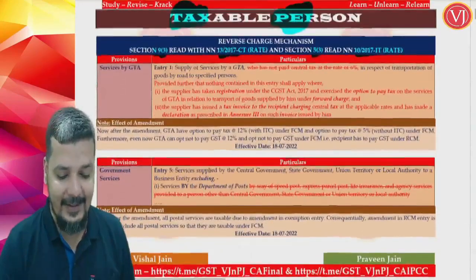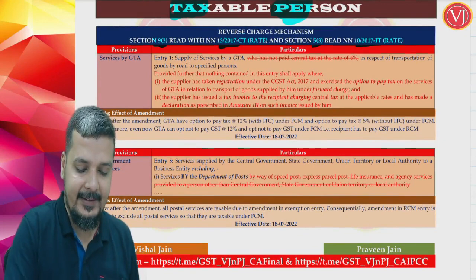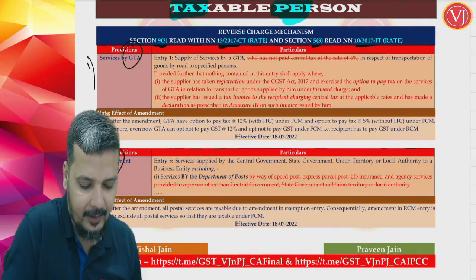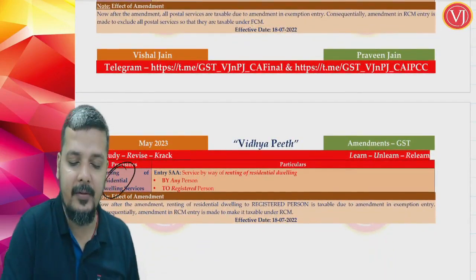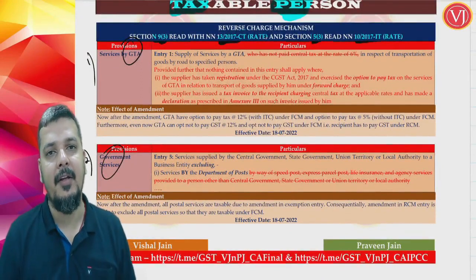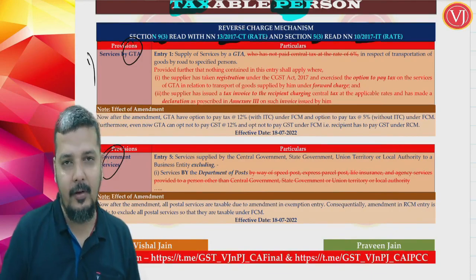Now, let us first focus on your GTA. So, the first discussion is all about your GTA. Then we'll be discussing something about your government services. Finally, we'll be discussing something about renting of a residential dwelling. Now, when you're talking about your GTA entry, there's an amendment in the RCM entry. Also, there's an amendment in your exemption. So, let us consolidate both.